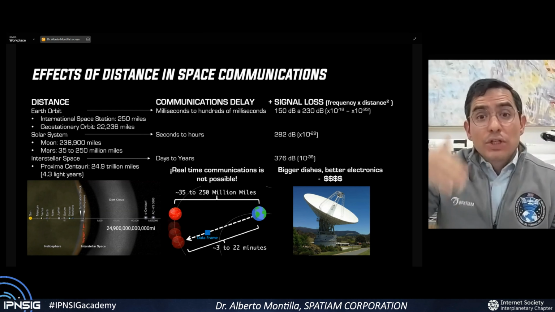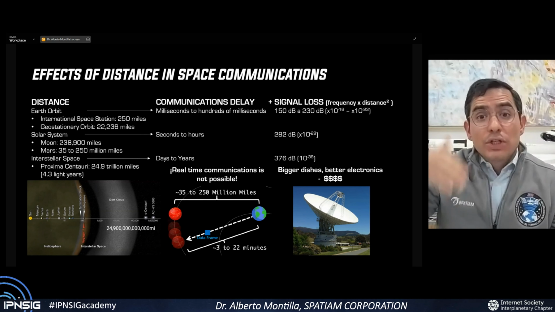And let's close with interstellar space, where Voyager is today, and thinking about the next star. Now we talk about trillions of miles. So this tells us that the space volume is huge. But now the delays, we talk about days to years, depending on how close or how far that spacecraft would be in the future.